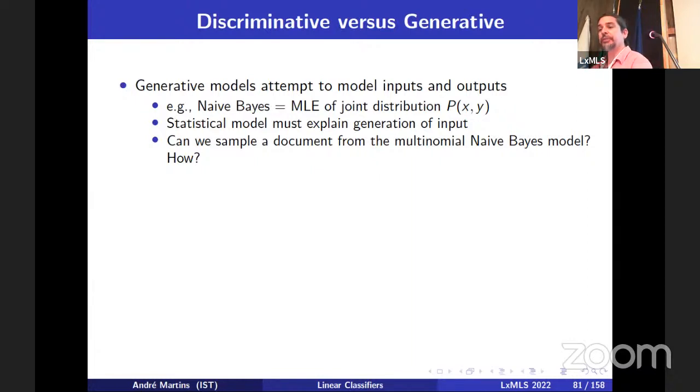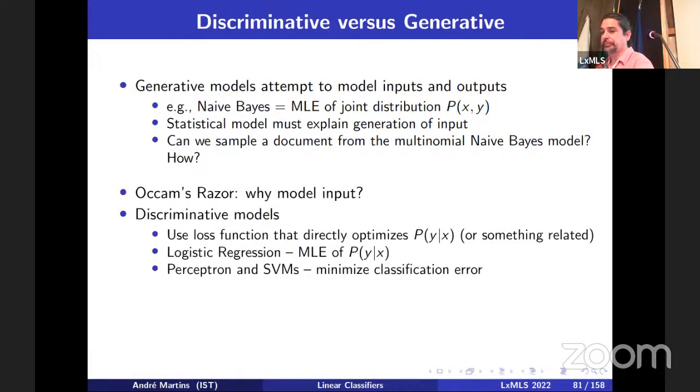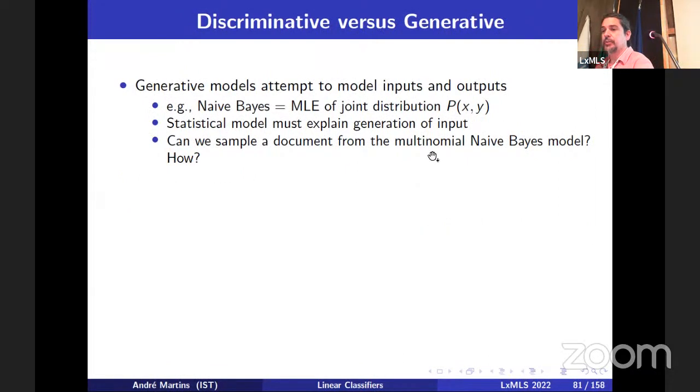For example, we can also sample documents from a multinomial naive Bayes model. How can we do that? It's very simple. We first sample a label according to p of y, because we have an expression for that probability distribution. And then we sample each word one at a time, conditioned on that label. And the result is going to be a bag of words. So it's not going to be a great document, not very fluent, because we are discarding word order and all that. But it's going to be a sample according to our distribution for data points. And all generative models, because they have a generative story, allow us to generate data.